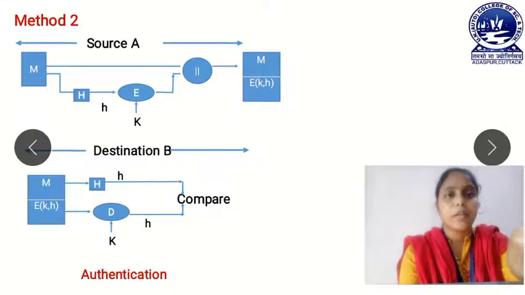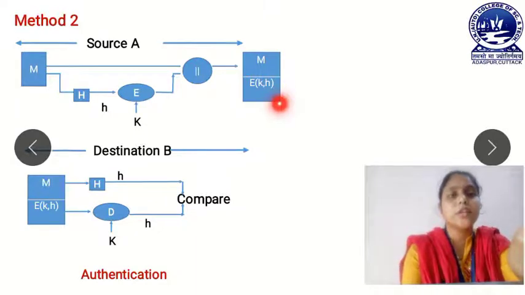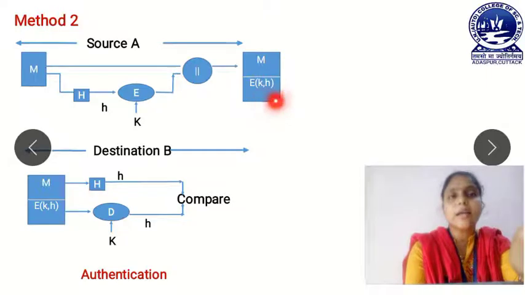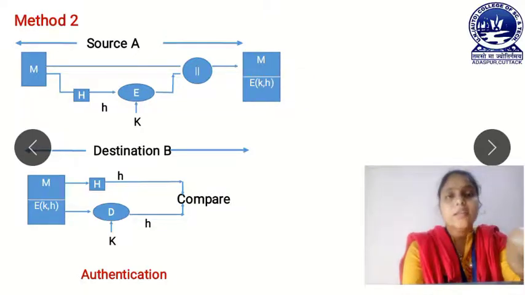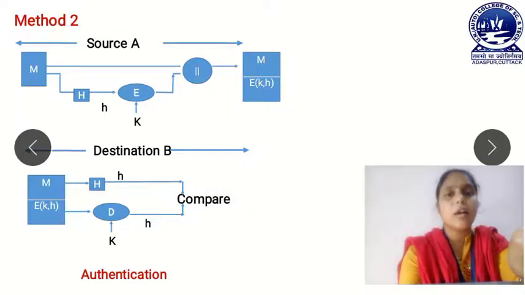Now look at here. This is the actual message which is transmitted over the network. Suppose there is some attacker in the network and the attacker takes this message. When the attacker takes this message, the attacker first of all takes the original message and changes it to a new message. Suppose it changes this original message M to M1 and it sends this message to the destination B by appending this encrypted hash value.